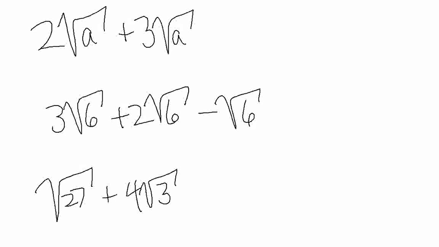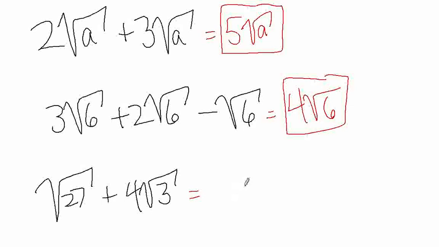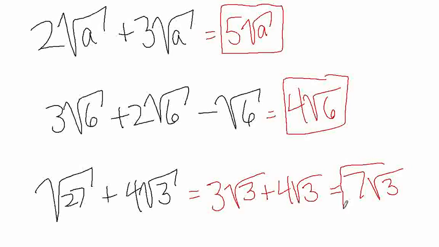Okay, so the first one simplifies to 5 root a. The second one, I've got 3 root 6 plus 2 root 6 minus root 6. That's 4 root 6. And the last one, we need to simplify the 27 first. 27 is 9 times 3, so 3 root 3 plus 4 root 3 is the equivalent sum, and that simplifies to 7 root 3.